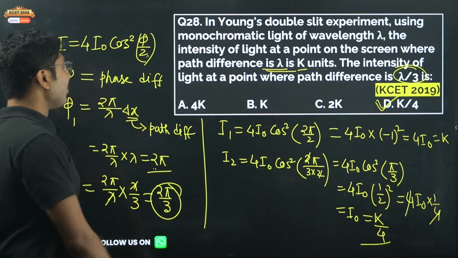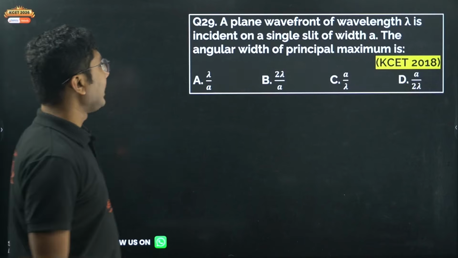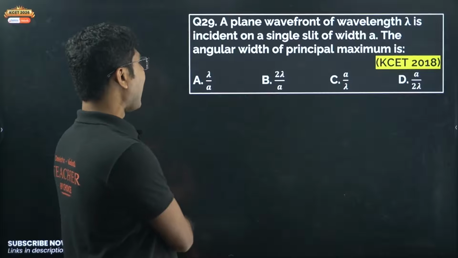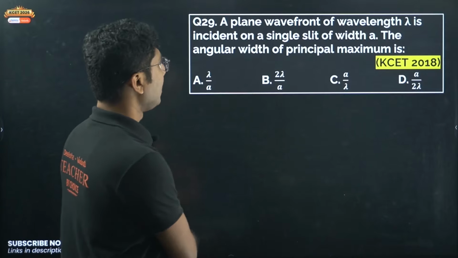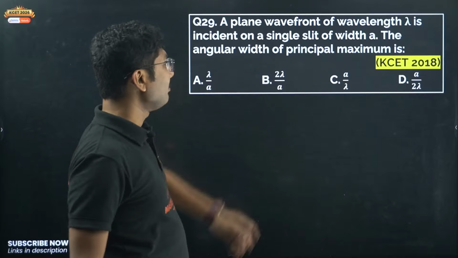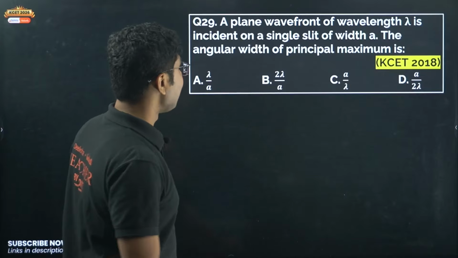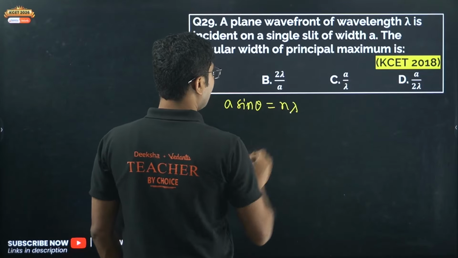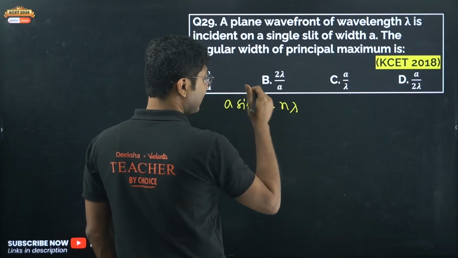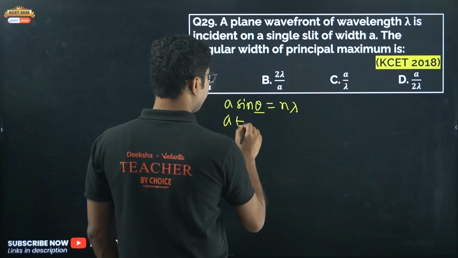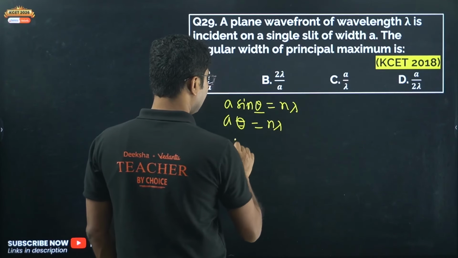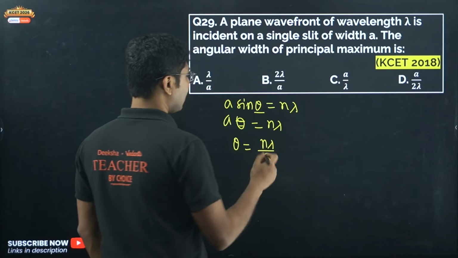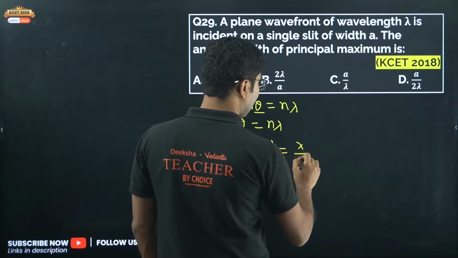Okay, something interesting, new question, new style of question. A plane wavefront of wavelength lambda is incident on a single slit of width a. The angular width of the principal maximum is? Okay, the single slit of width a, wavelength is lambda, so a sine theta equals n lambda. Now if we generally consider theta to be small, so a into theta equals n lambda, or theta equals n lambda by a. Okay, now for central maximum n equals 1, so it becomes lambda by a.